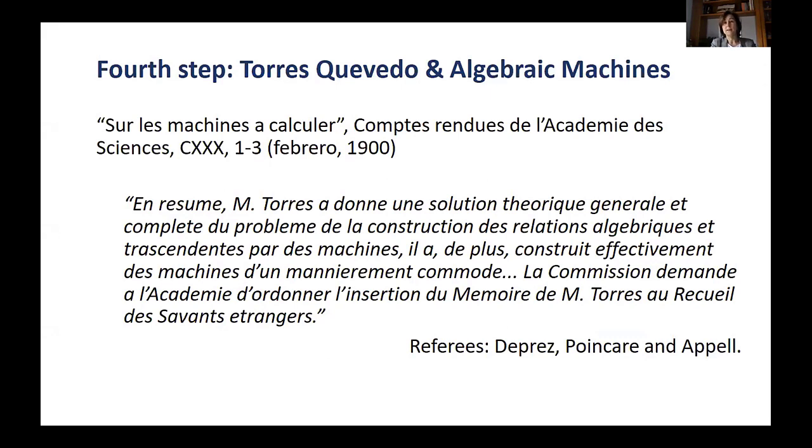Torres Quevedo was a Spanish engineer. He published a paper in 1900, titled "On computing machines", in the Concours de l'Académie des Sciences de Paris, having as referees Darboux, Poincaré, and Appell, who declared: In summary, Mr. Torres has given a general and complete theoretical solution to the problem of construction of algebraic and transcendental relations by machine. He has, moreover, effectively built them, with convenient handling.